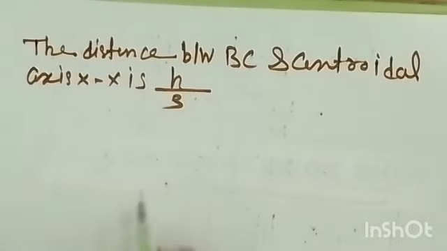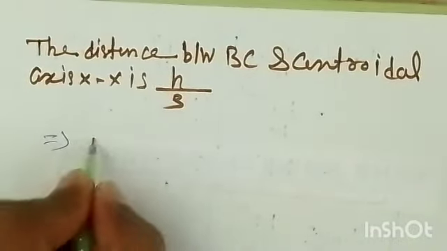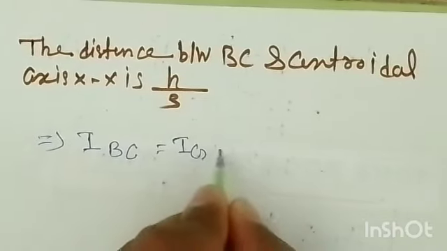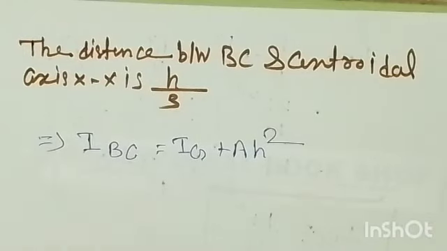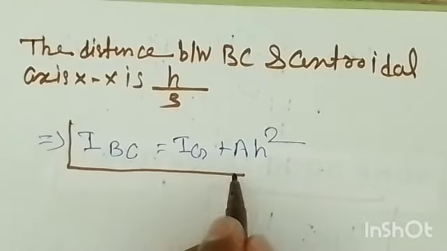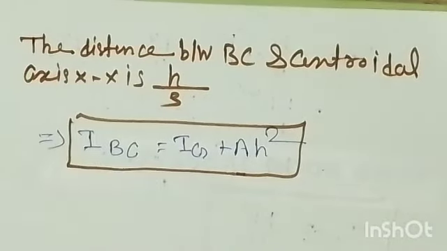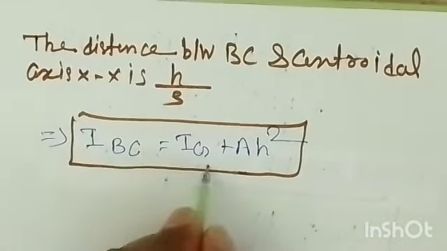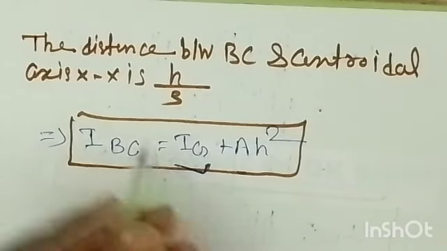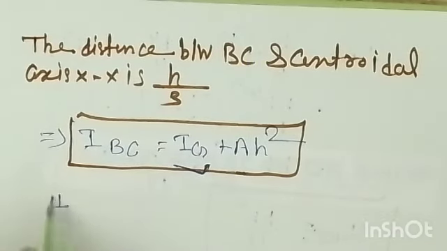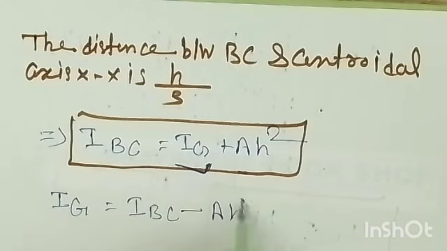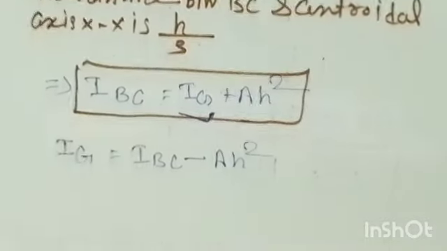According to the parallel axis theorem, I_BC is equal to I_G plus area into height of the center of gravity, A h square. This is the parallel axis theorem, you know it already. If you don't know, you can go through the previous videos. I'll share the link in the description. Now we have to find the moment of inertia about the centroidal axis, which is I_G. From the above equation, I_G is equal to I_BC minus A h square. Then the game is over, nothing remains.